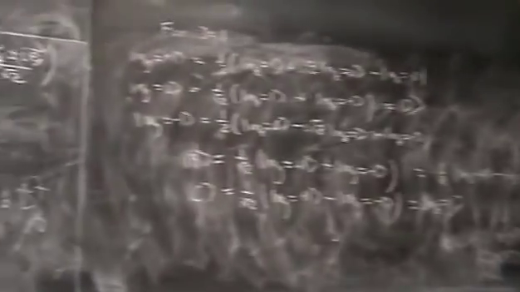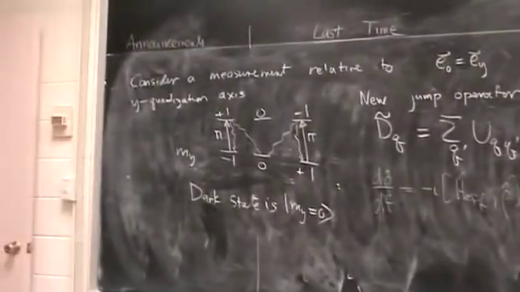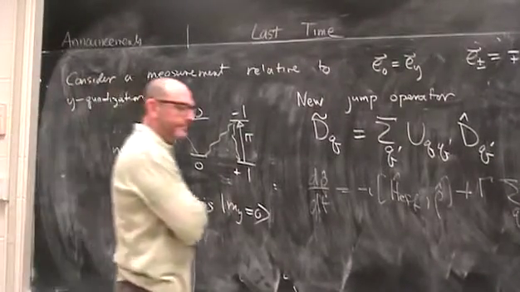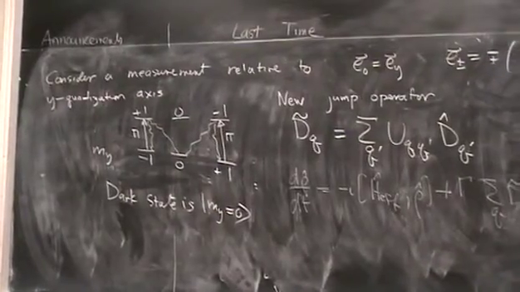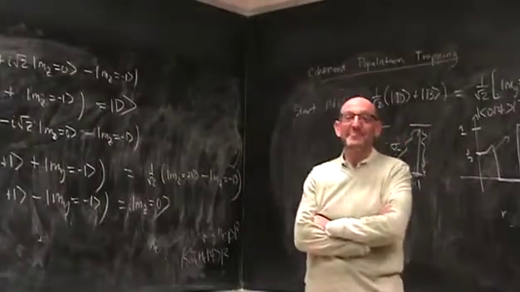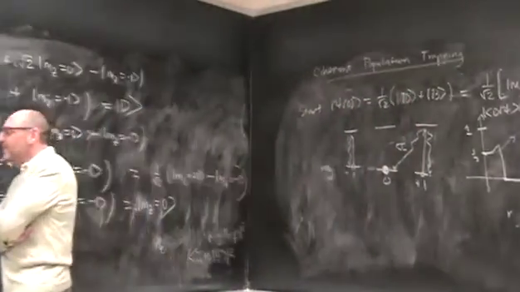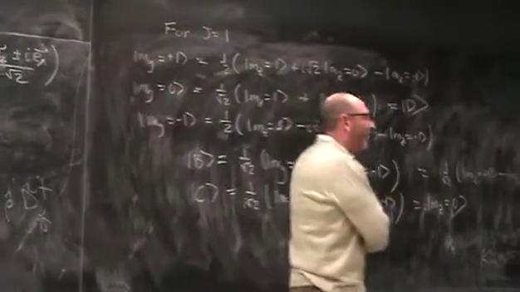Yeah? Are there different unravelings dependent on any property of the system? If there's only one jump operator, is there only one unraveling? That's a good question. And the answer is no, and we're about to do that.